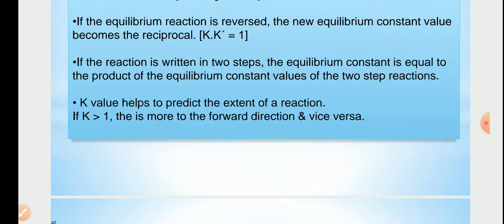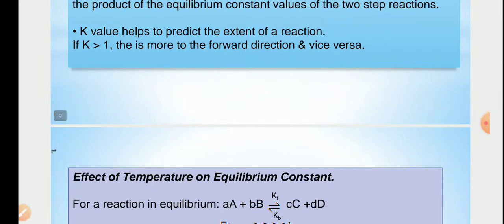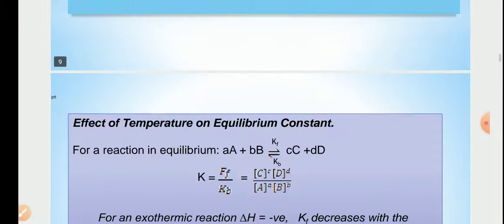The K value helps to predict the extent of the reaction. If the K value is greater than 1, that means the reaction goes more in the forward direction and vice versa. That is, if K is greater than 1, the forward reaction rate is very high, and if it is below 1, then the backward reaction rate is high.